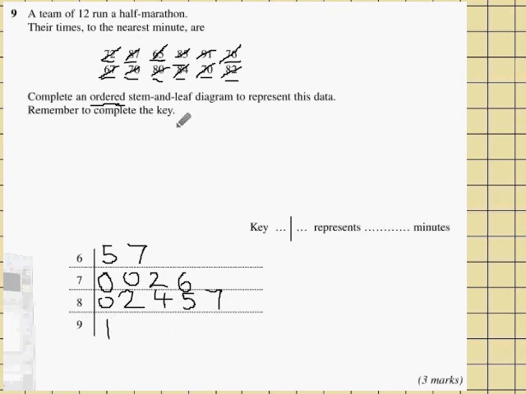However, it says remember to complete the key. This is my key here. You just need to give an example. So for example here, 6 and then a line and then 5, that represents 65 minutes. So I would just give an example here as 6, 5 represents 65 minutes. So this 6 and then the line and then 5 represents this 65 here, 65 minutes. If you got this stem and leaf diagram and the key, give yourself 3 marks. If you forgot to do the key, you only get 2 marks.